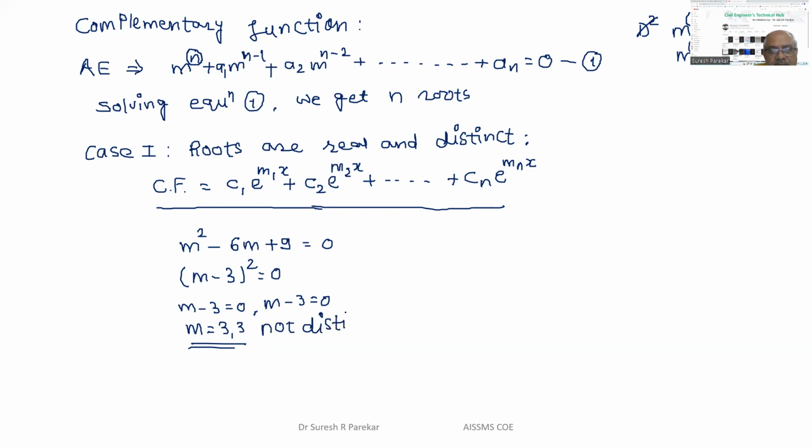So these are not distinct. And if these are not distinct, then we cannot use this formula. So for such a type of equation, we do not have this form.